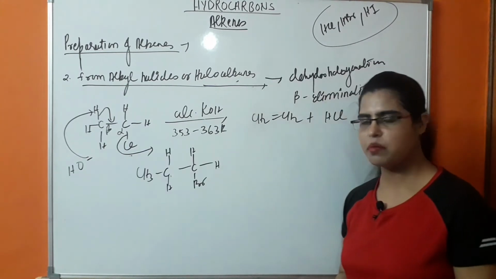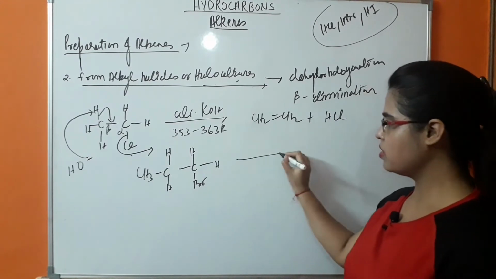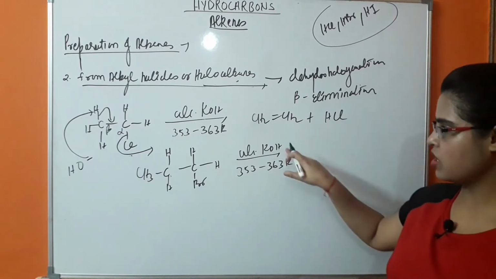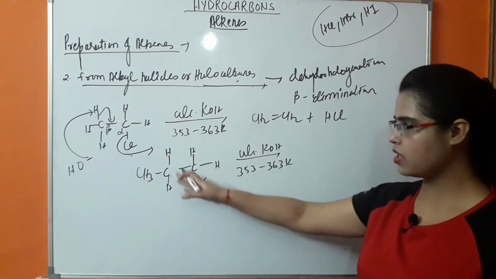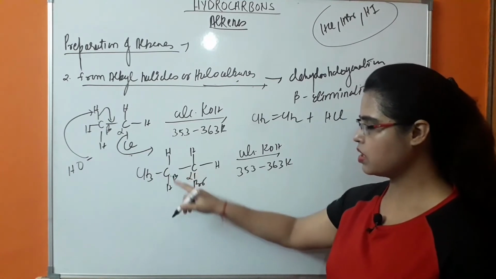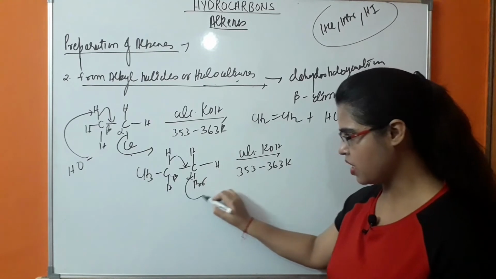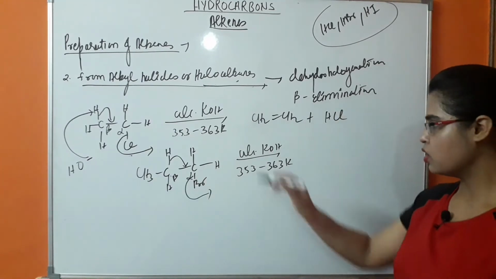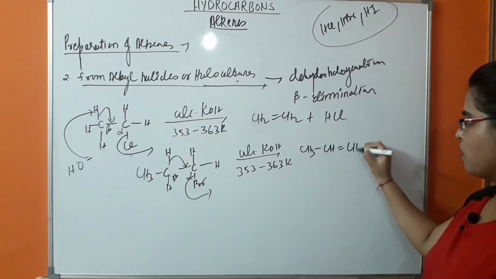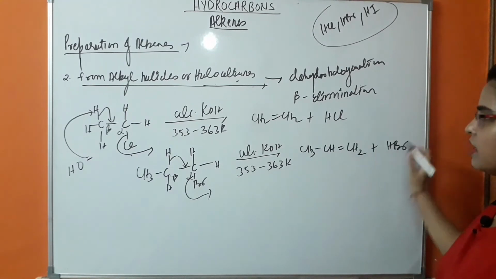This is the second example. This is bromopropane. Similar reaction, alcoholic KOH. This OH minus will initiate the reaction. This is the alpha carbon, this is the beta carbon. This bond will shift to this side and the Br minus will be removed. So there will be formation of CH3, CH double bond CH2, and removal of HBr takes place.